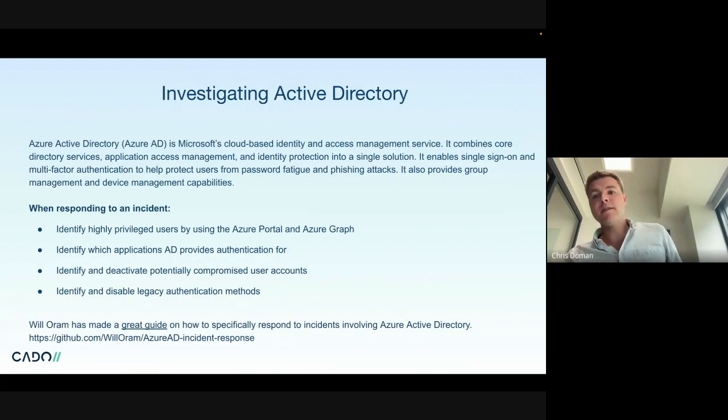Active Directory is a beast in itself, obviously very complicated and has evolved over many, many years. It definitely helps to make sure that you know who the highly privileged users are in the Azure portal. Use Azure Graph to find that too, and understand what kind of authentication you're using too. It's quite a wide range. Will Oram has got a great guide on GitHub, particularly around Azure AD breaches, so please do check that out.